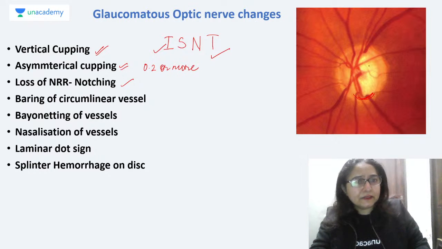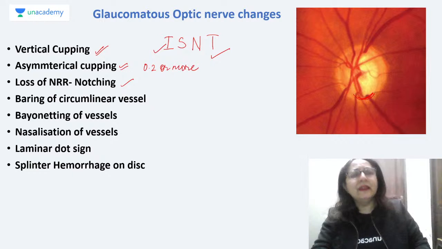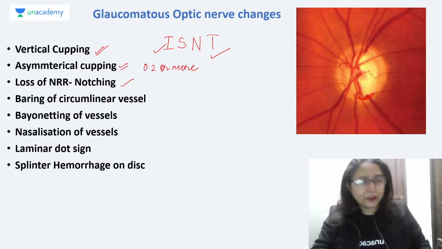As we see, the vessels which are embedded in the nerve rim now become bared because the rim is becoming thinner, which is known as baring of circumlinear vessel. Okay, the vessels appear to be dipping in the cup and then coming onto the edge, which is called bayoneting of the vessels. Since the superior and inferior rims are becoming thinner, nasal is the last one to go. These vessels keep shifting nasally, which is known as nasalization of the blood vessels.